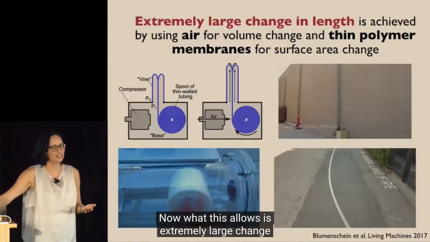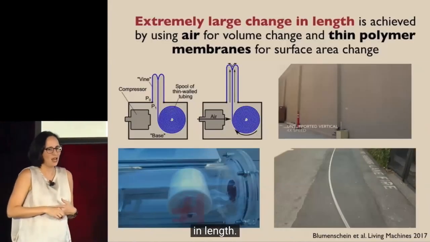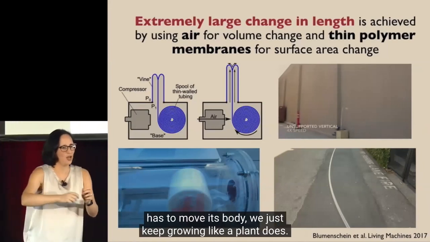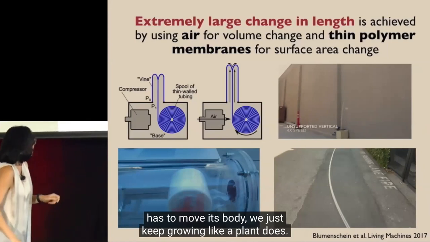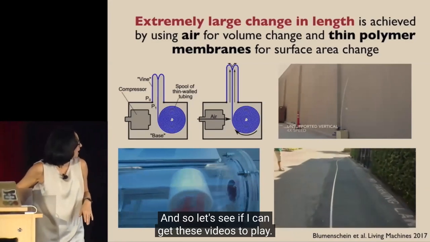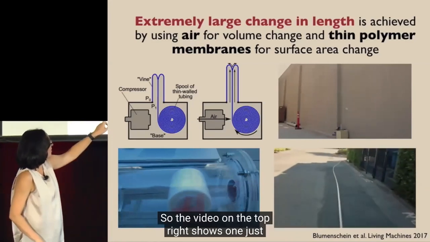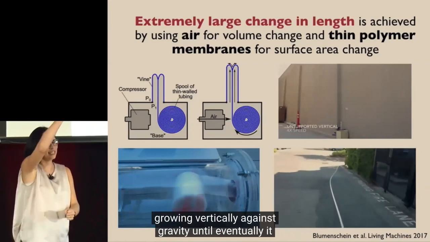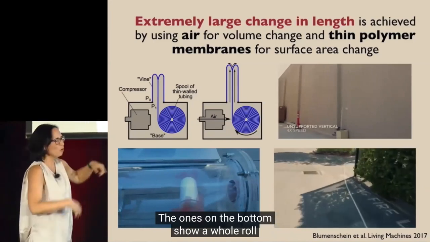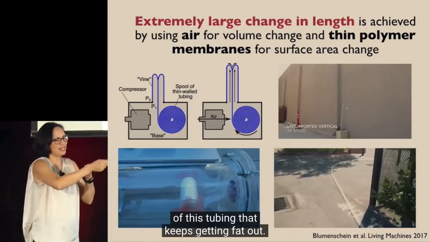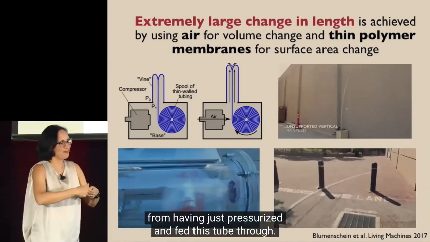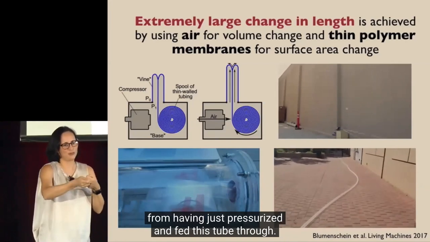Now, what this allows is extremely large change in length. So unlike a classic snake robot, where the whole snake has to move its body, we just keep growing, like a plant does. And so, let me see if I can get these videos to play. The video on the top right shows one just growing vertically against gravity until eventually it buckles and falls over. The ones on the bottom show a whole roll of this tubing that keeps getting fed out. And the right bottom video shows the end result from having just pressurized and fed this tube through.